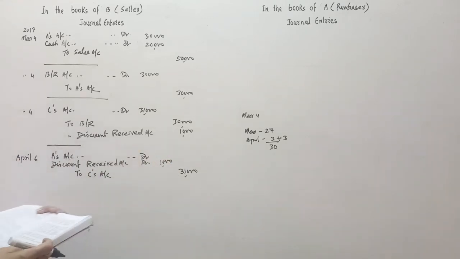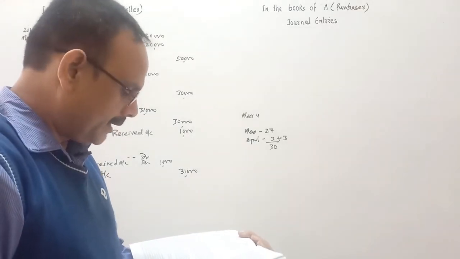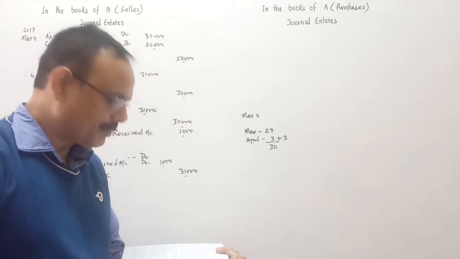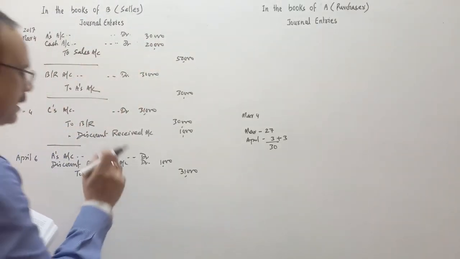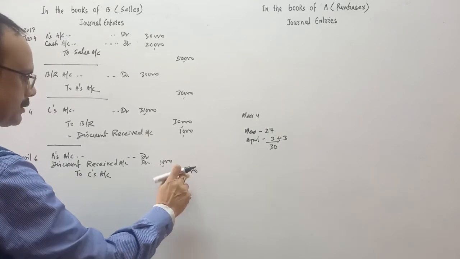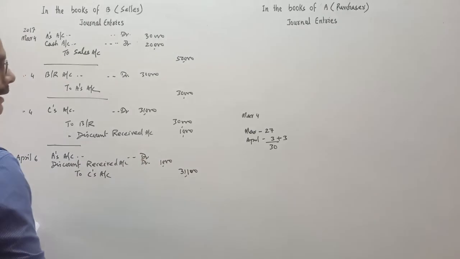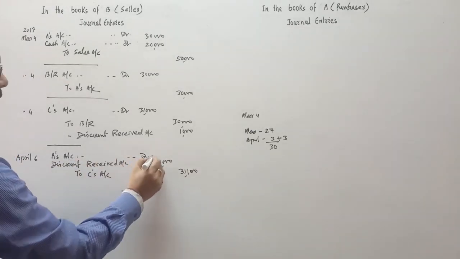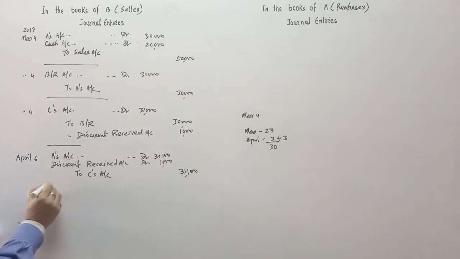And here the noting charges are paid by whom? On the due date, the bill was dishonored and C paid rupees 100 as noting charges. How much are the noting charges? 100 rupees is the noting charges. In C's account, I will write 31,100. So here in A's account, it is 30,100. This is the entry for dishonor.